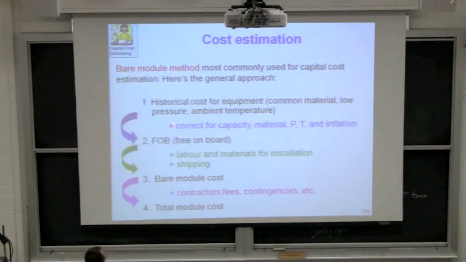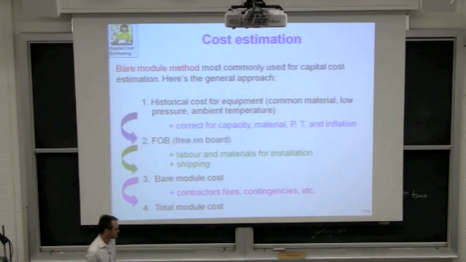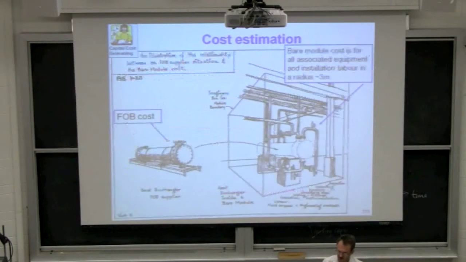So what we want is this idea of an FOB cost. Once we get the equipment to our site, we need to install it and have it delivered, perhaps take it from the FOB point onto our site, so we need to pay that shipping, and then once we get it to our site, we need to install it. And that's going to give us a bare module cost. I'm going to show you what a bare module cost is in a minute. Once we have that bare module cost, we'll add in some contractor fees and contingencies, but those are much smaller. Then we get the total cost at the end.